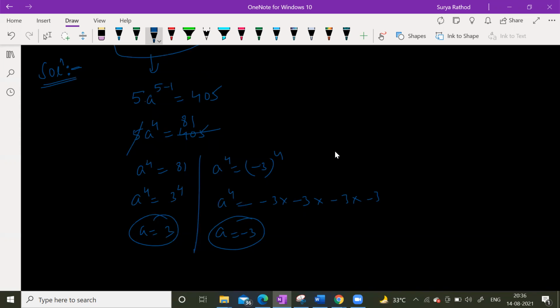Why a value minus 3 as well? So a is equal to plus or minus 3. Can I write that? Yes, sir. Why are we writing minus 3? Tell me.